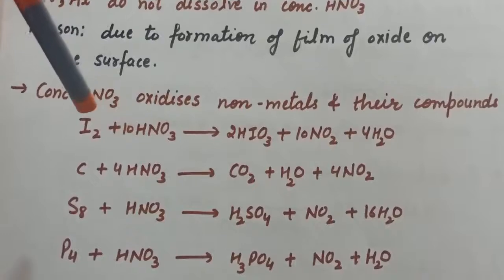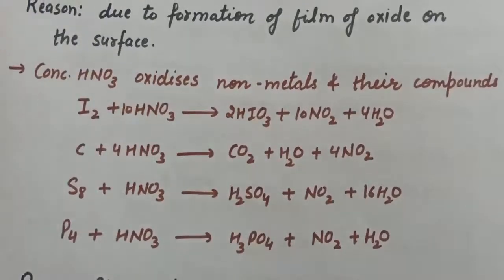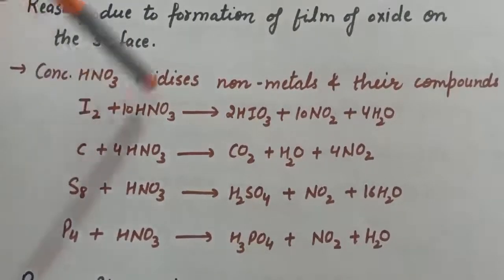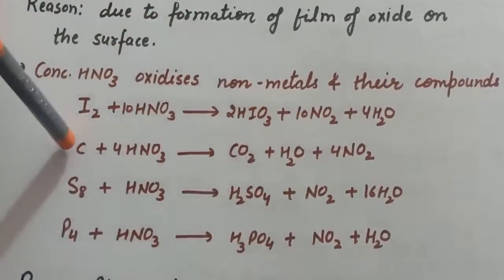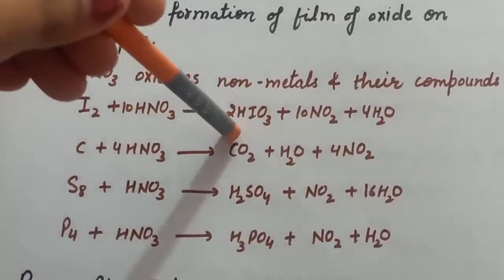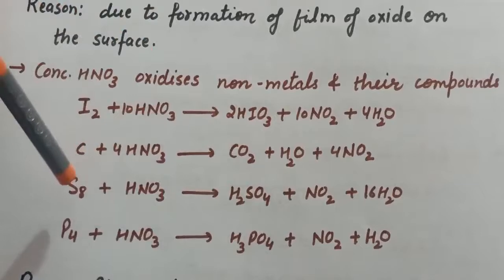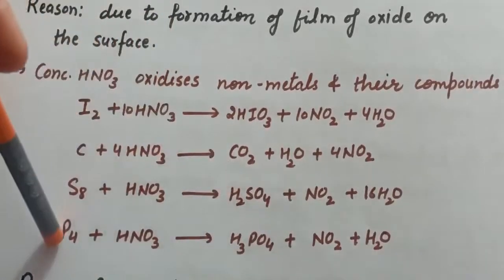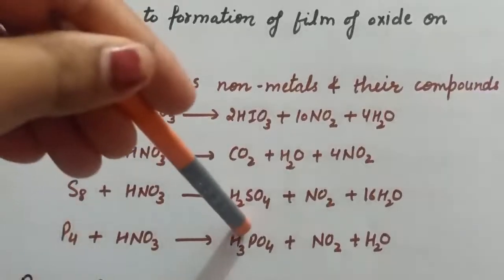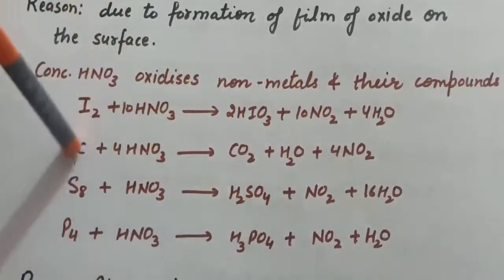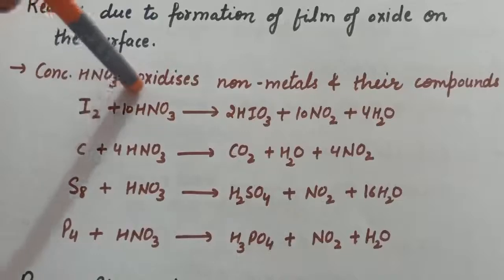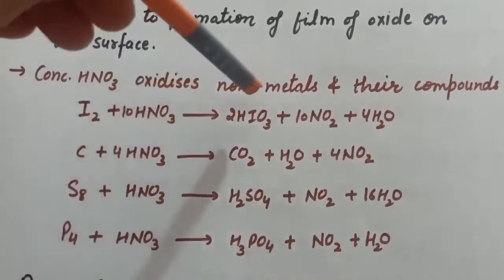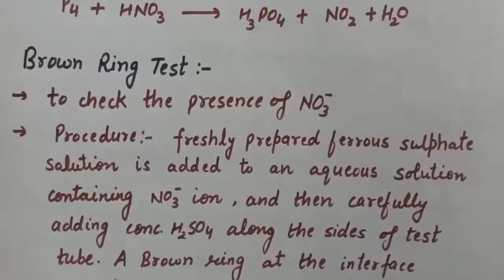For example, this I2 is oxidized to iodic acid, carbon is oxidized to carbon dioxide, sulfur is oxidized to sulfuric acid, and phosphorus is oxidized to phosphoric acid. So these are the reactions in which concentrated HNO3 oxidizes non-metals and their compounds.